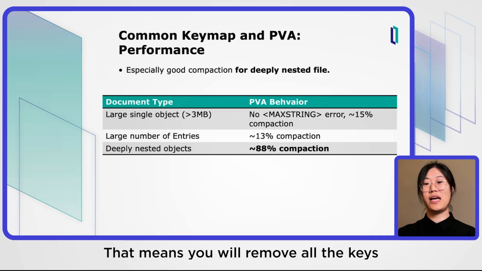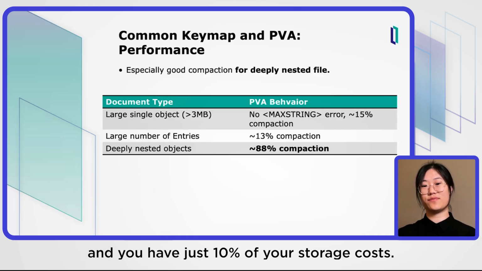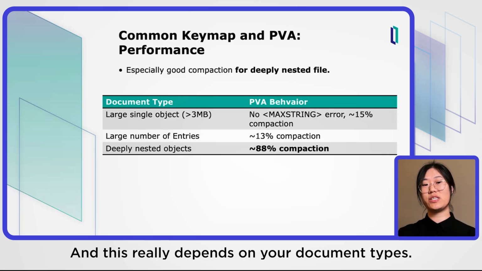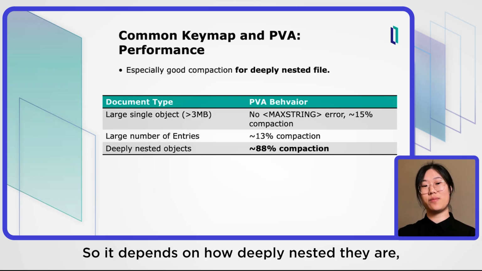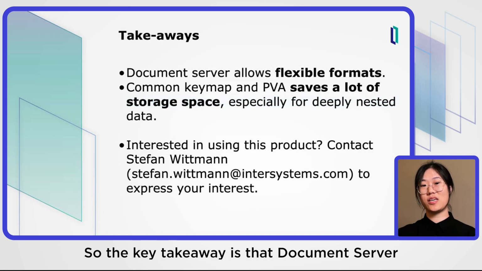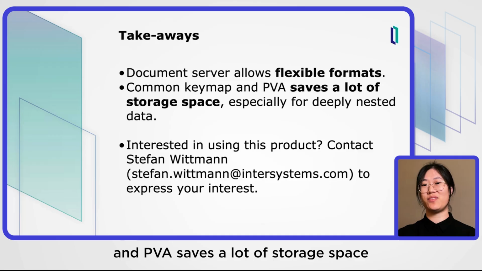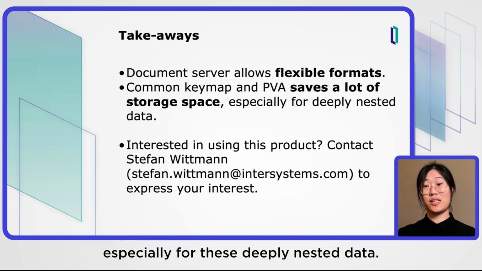That means you will remove all the keys and store them just once, and you will have just 10% of your storage costs. And this really depends on your document type, so it depends on how deeply nested they are, but if you have such records, this will really help. So the key takeaway is that document server allows flexible formats, and common key map and PVA save a lot of storage space, especially for these deeply nested data.